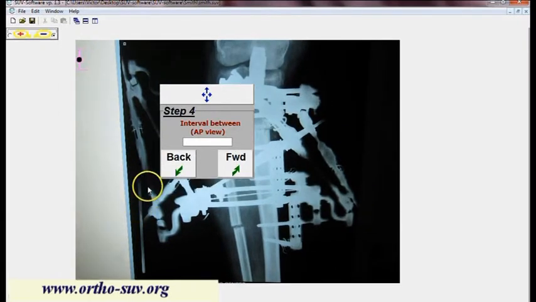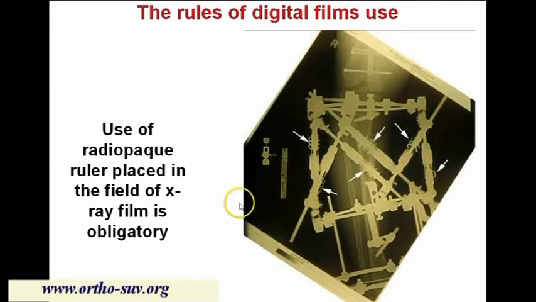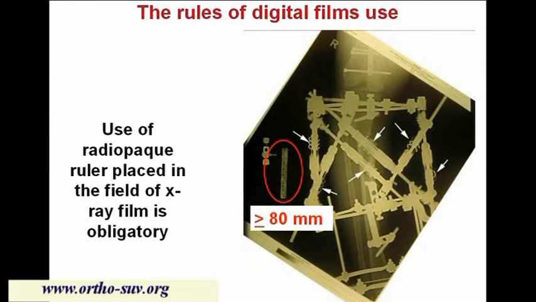Also, in the field of each X-ray, we have a subject of known length. It can be a radio-opaque ruler with a length of more than 80 millimeters, or it can be any subject of known length. In our case, we have put on the cassette a threaded rod of 150. Don't forget that a radio-opaque ruler or a subject of known length should exceed 80 millimeters. It is an obligatory requirement of the software.